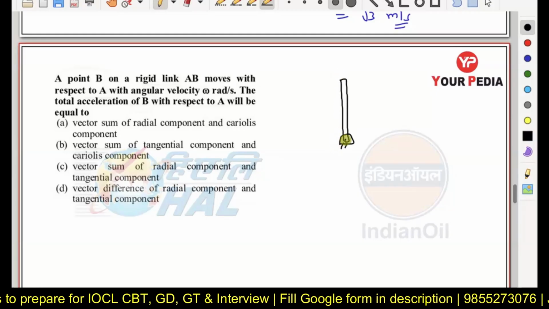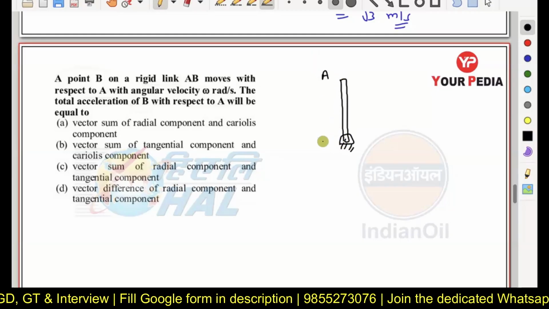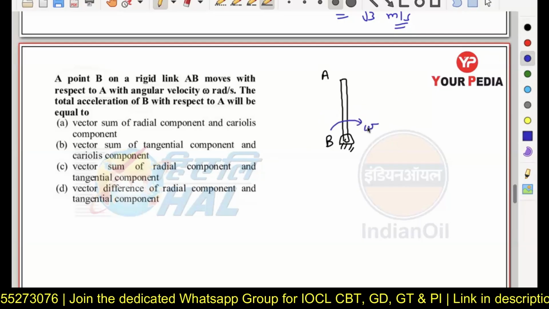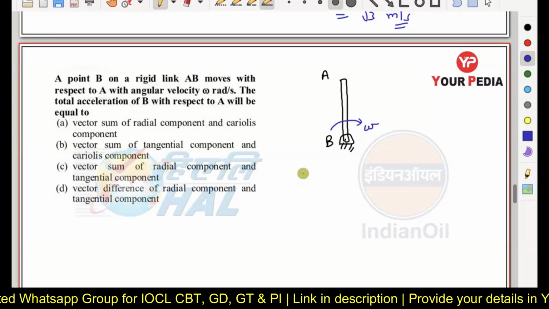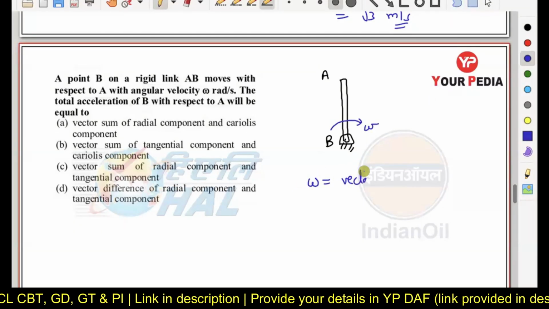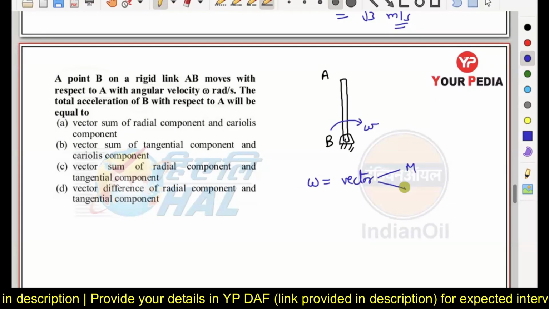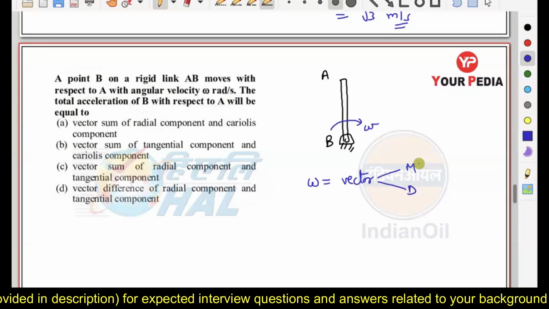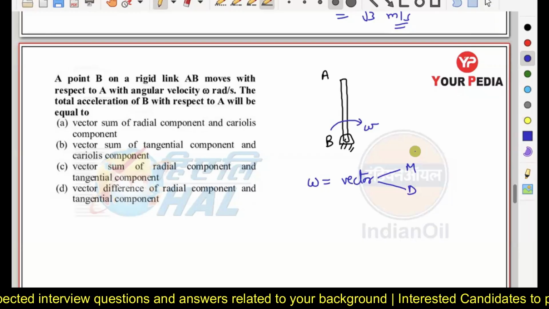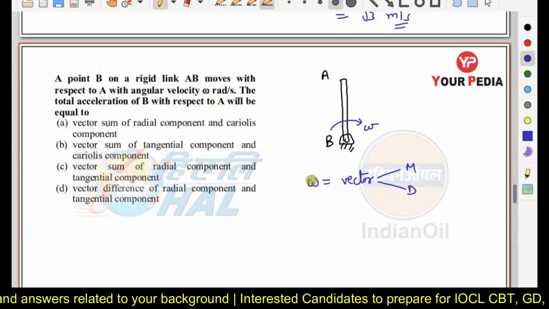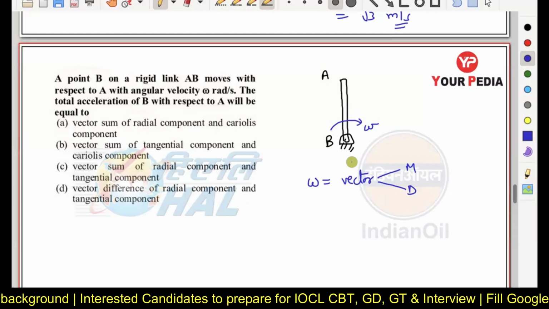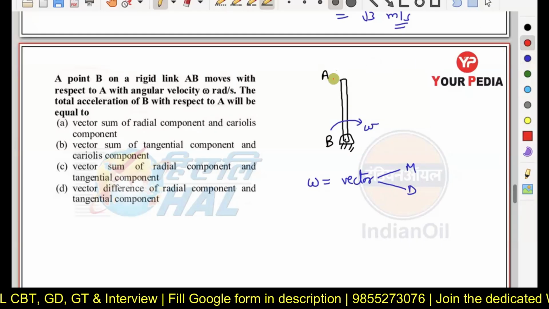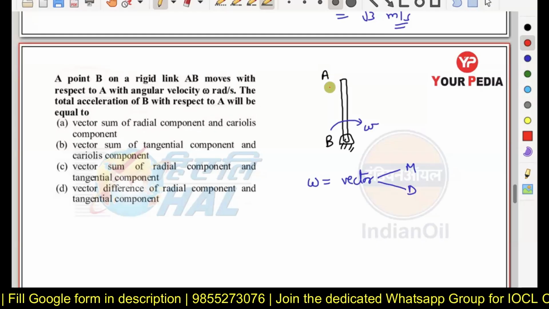Now, whenever a link is rotating about a certain point, let us say we have a link AB, and the link AB is rotating with a certain omega. You have to understand first that omega is a vector quantity. It may have a magnitude and a direction. In this case, first I am assuming the magnitude of omega is constant. It is not varying. In that case, the link is going to rotate uniformly about the point B.